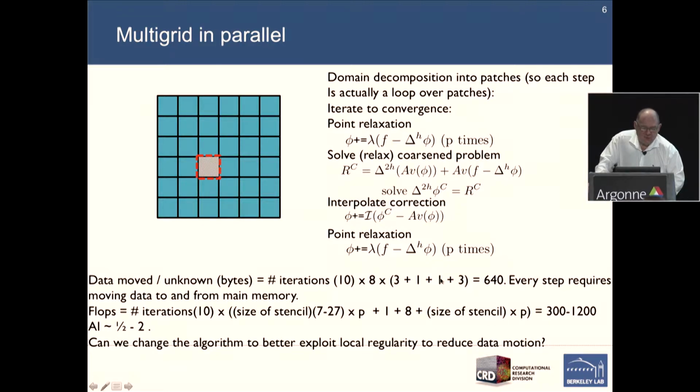Interpolation reads in 1 1/8 and writes out 1. This may be 2 then. So in any case, this is on the order of several hundred, 640 by this estimate, and I may have that one may be a 2. So it would be 720. And every step requires moving data to and from main memory.